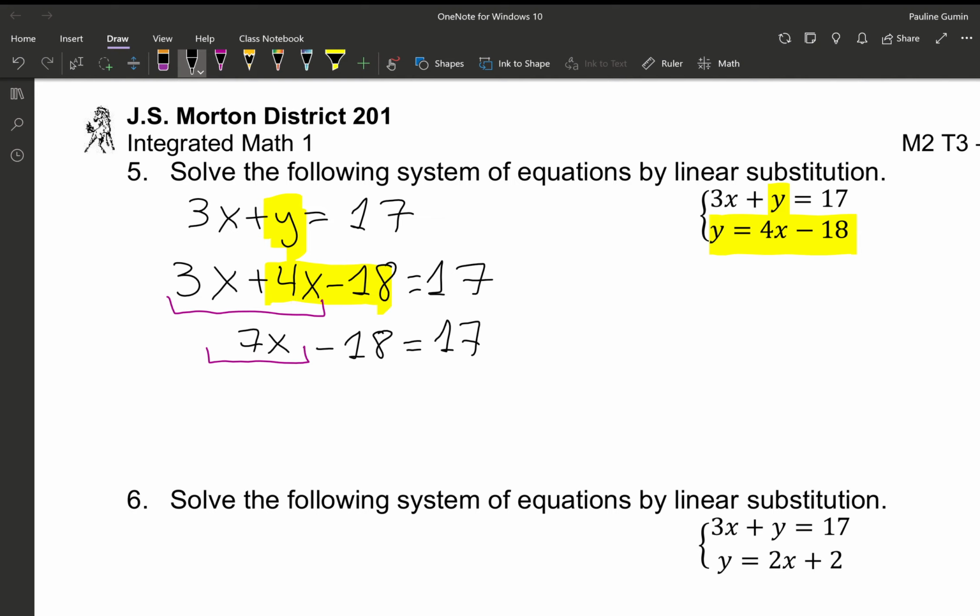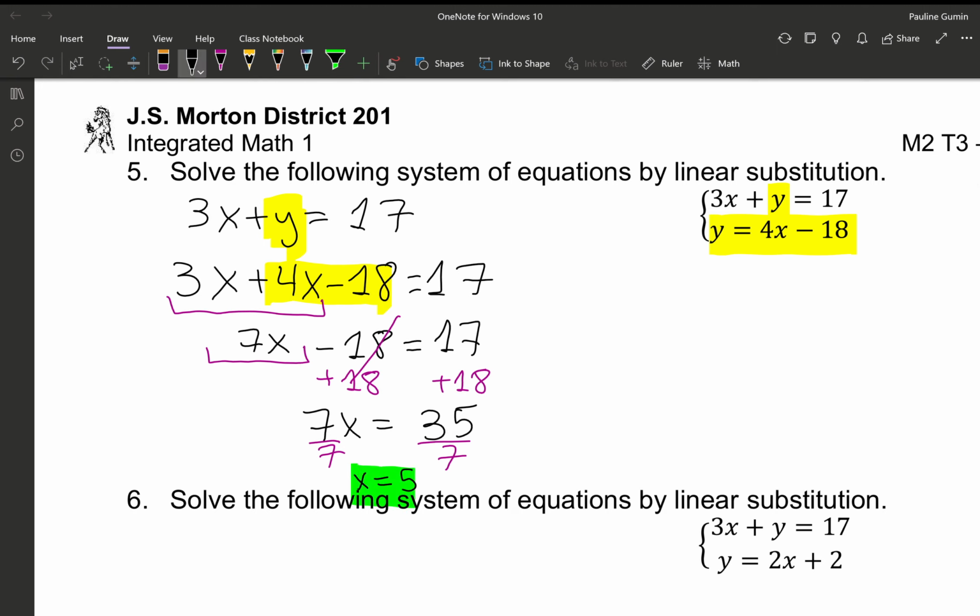Now our goal is always to get the variable by itself. So my next step here would be to add 18 to both sides. I'm left with 7x on the left-hand side equals 35. And our very last step is to divide both sides by 7. X equals 5. Perfect. We have one of our variables.